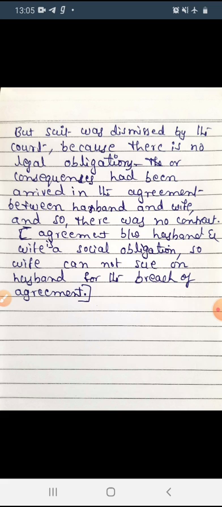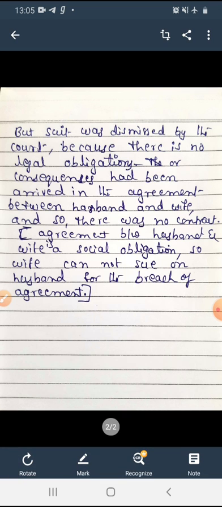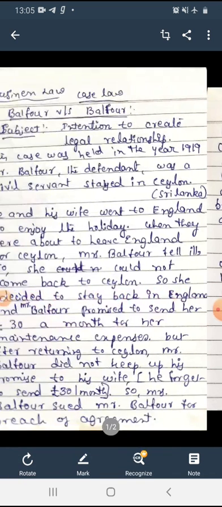It is a social obligation. So wife cannot sue on husband for the breach of agreement. Okay, this is about the case law of Balfour versus Balfour.